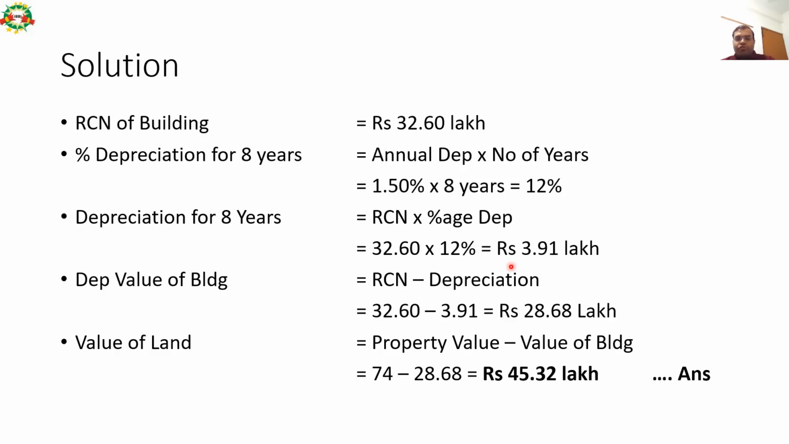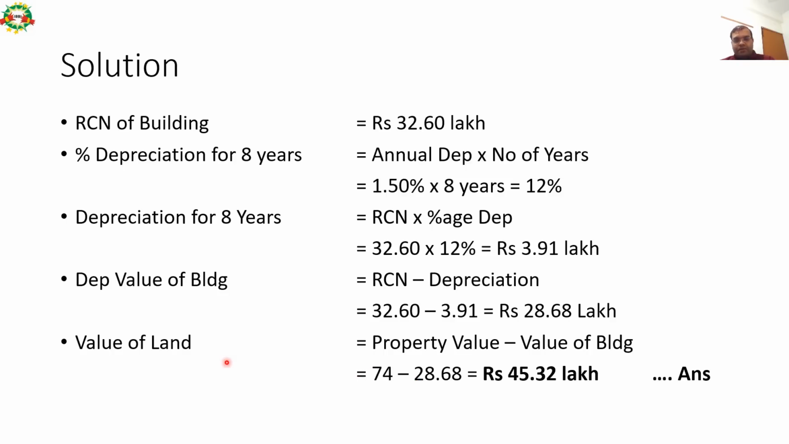This question can also come: calculate depreciation and calculate the depreciated value of the building. So next, the depreciated value of the building is equal to replacement cost new minus depreciation till date, which is 12% of the RCN. So 32.60 minus 3.91 is equal to 28.68. So this is the present depreciated replacement cost of the building.